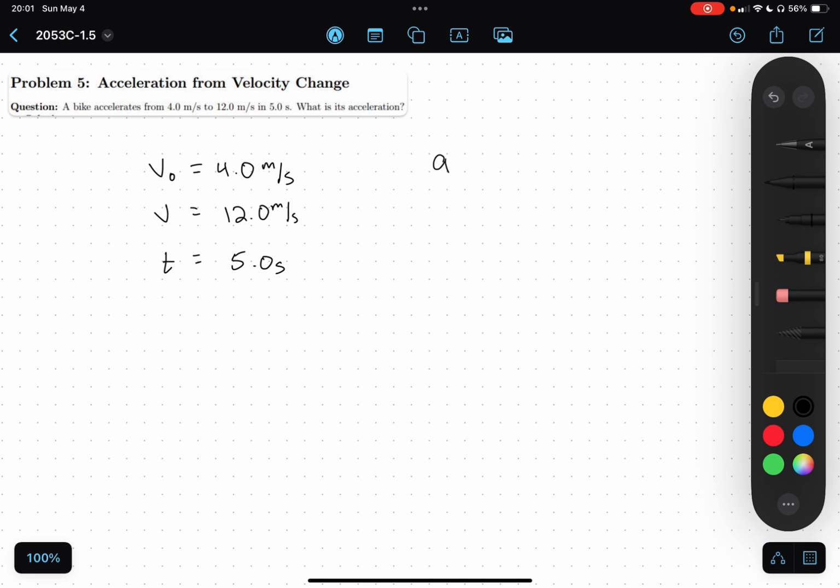So then we can look at our equation. Acceleration, or the definition of acceleration, is the change in velocity over the change in time. So for our acceleration, we go from 4 to 12. Change in velocity will always be final minus initial, so it'll be 12 minus 4, all over 5 seconds. And so that's going to be 8 over 5, or 1.6 meters per second squared for our acceleration.